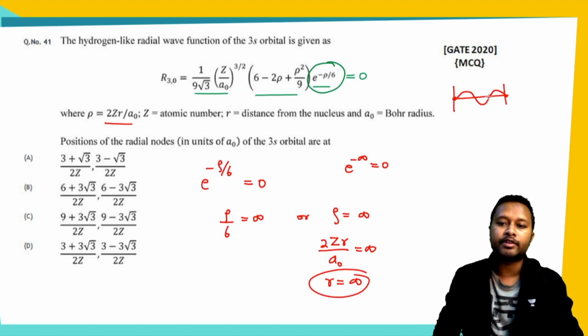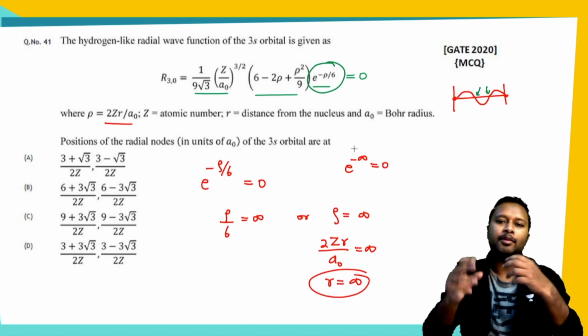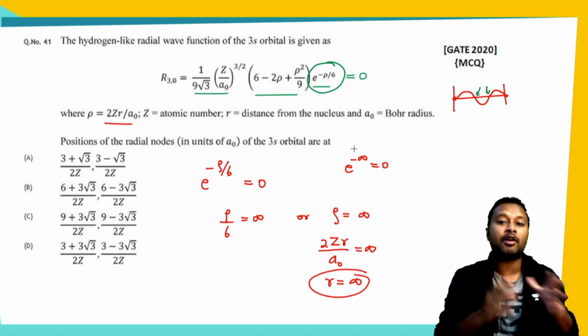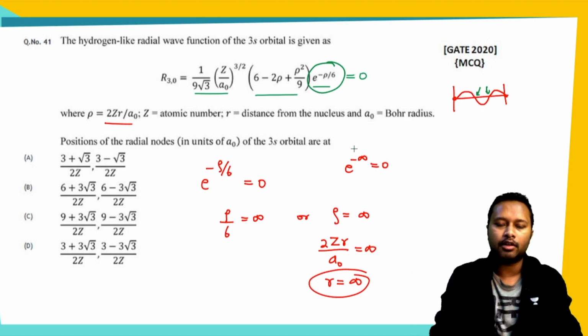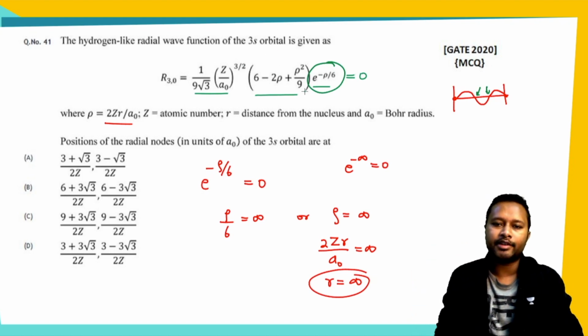The other nodes, the nodes are actually here, right? Here and here. So the points where the radial wave function will be 0 other than the boundary condition will give you radial nodes. So you have to just look upon this part now.